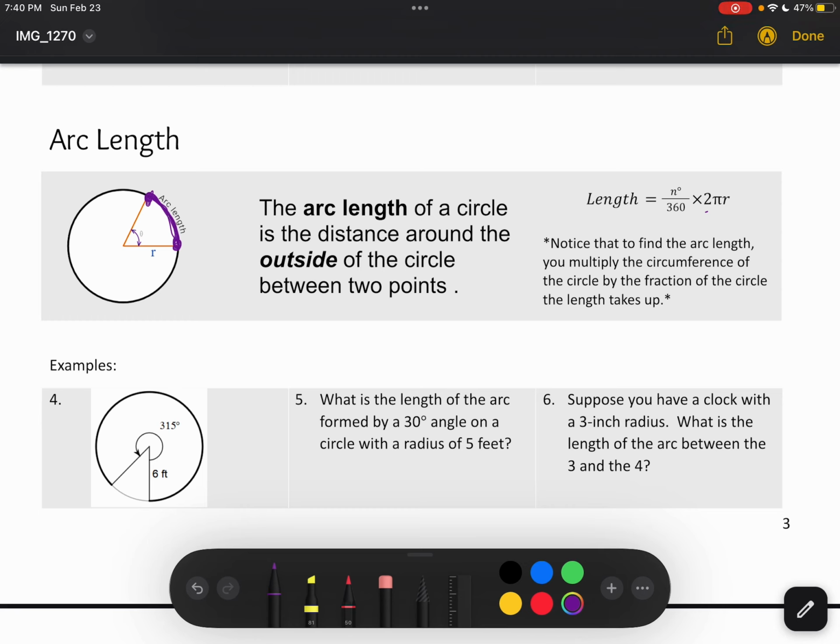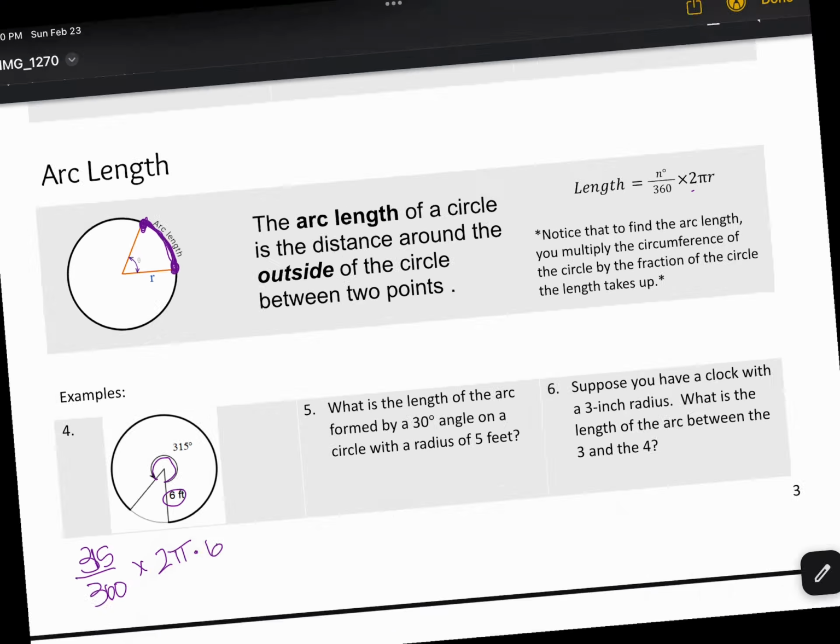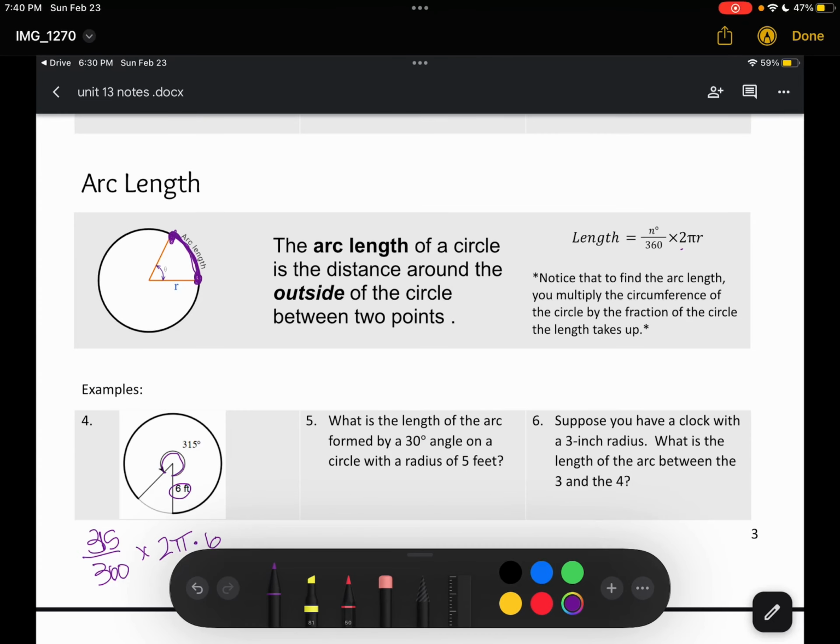So when I look at example 4 here, I'm going to take the degree, and that always goes as part of the fraction. So this is a fraction, a degree over 360 degrees. And then we multiply that by 2 times pi times the radius, which is 6. So the angle measure goes in the fraction, and the side length goes in the circumference part of the formula.